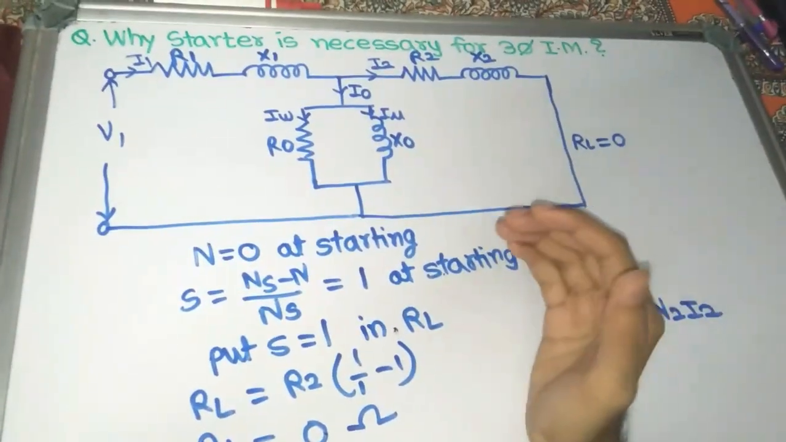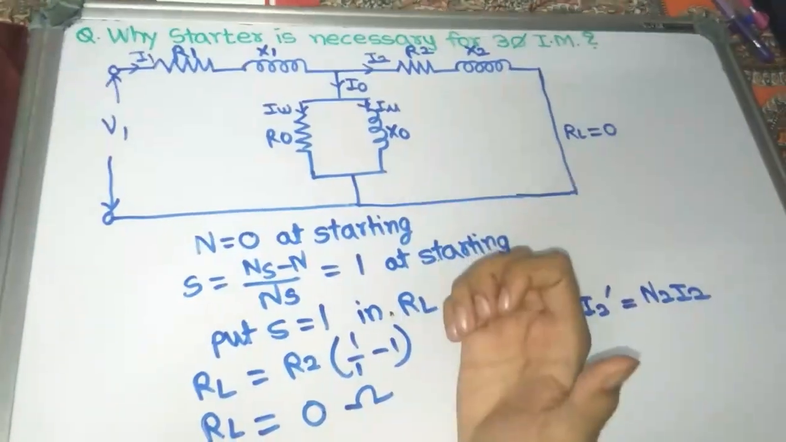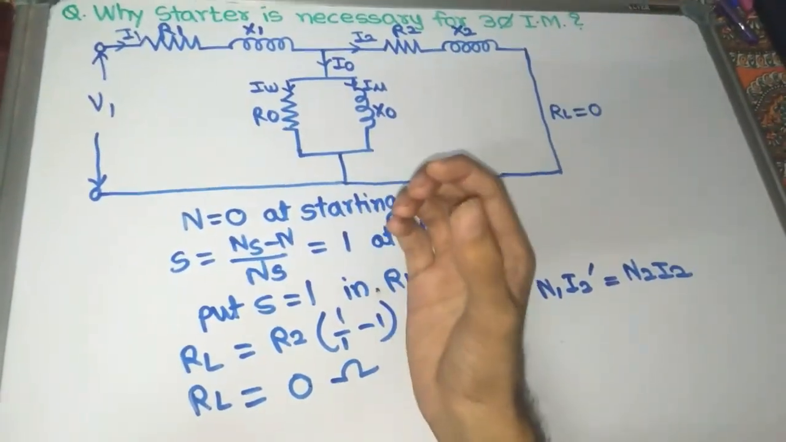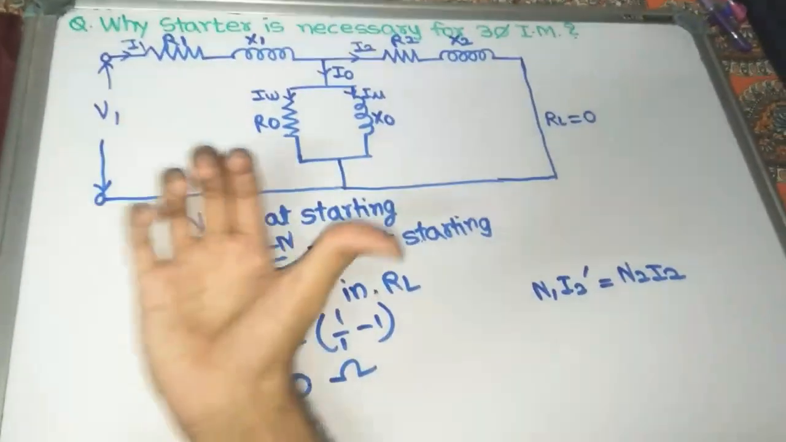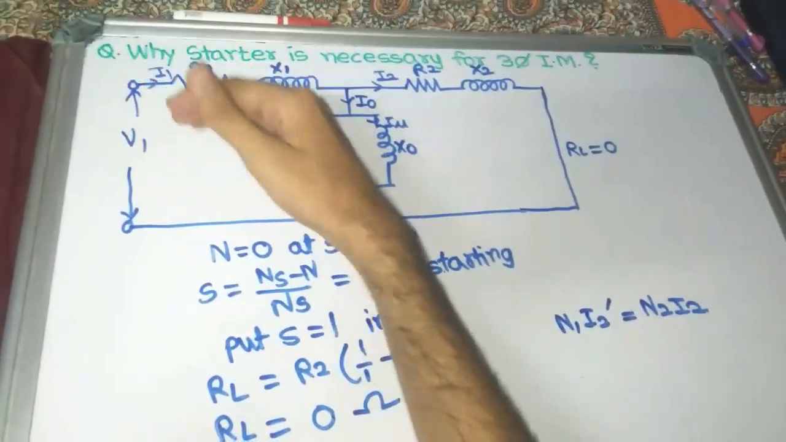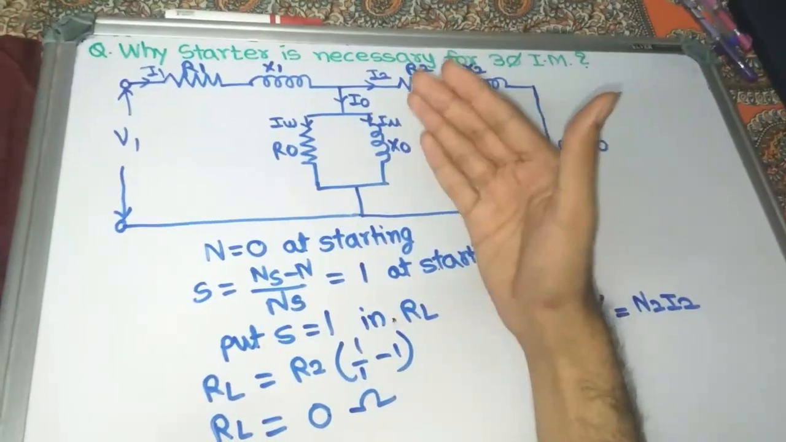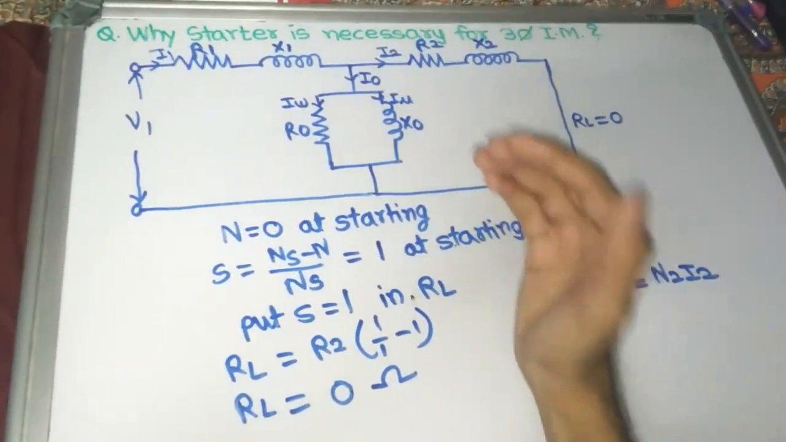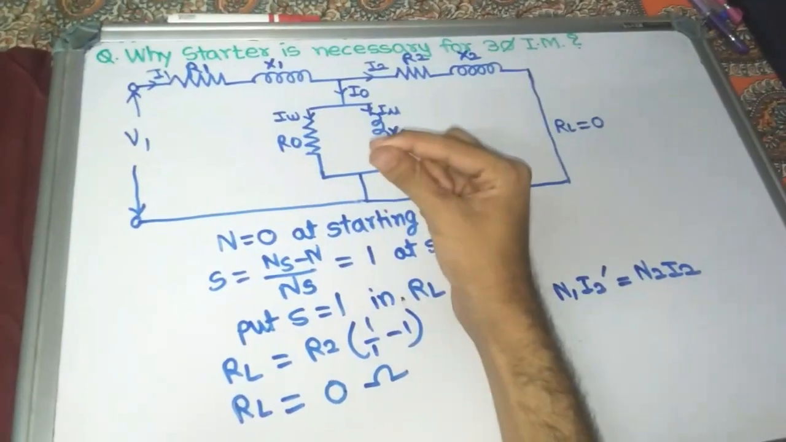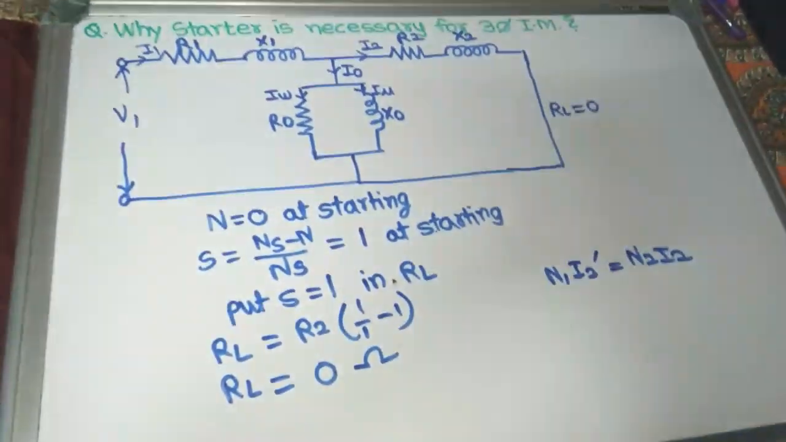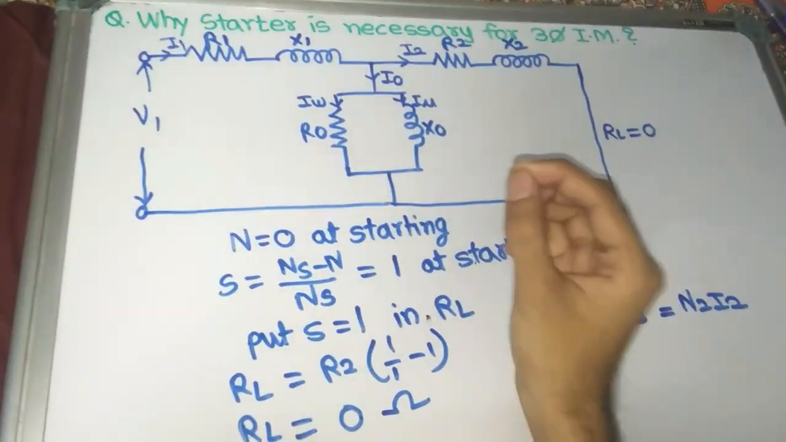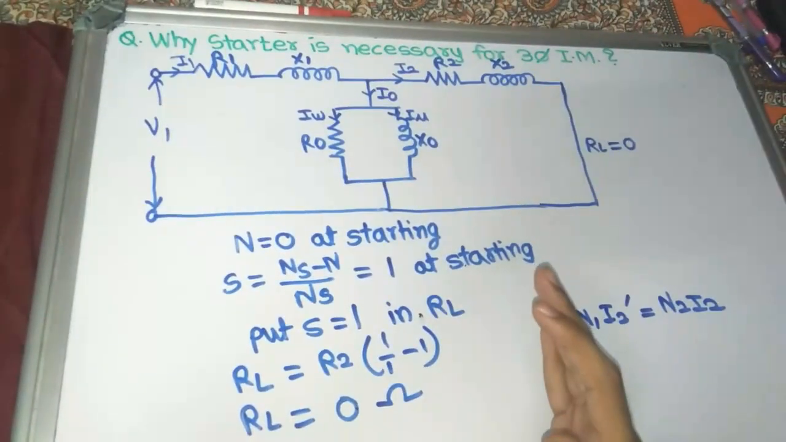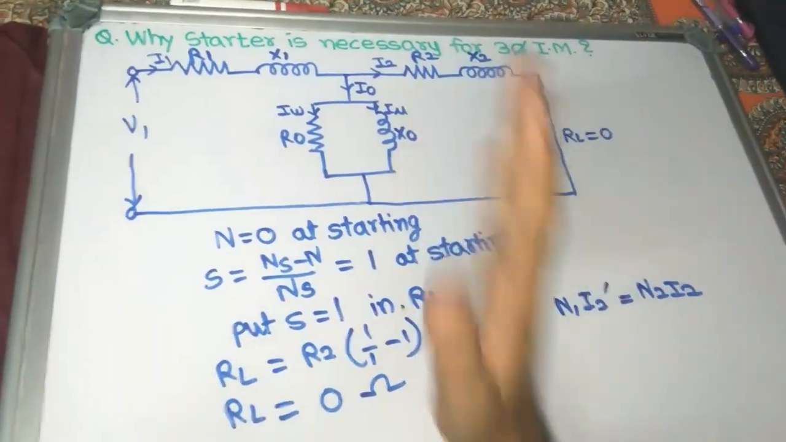So to reduce this very high value of starting current, you have to apply a very small voltage to the stator at starting. When we apply a small magnitude of voltage to the stator terminals at starting, the starting current reduces. With the reduction in voltage applied to the stator, the short circuit current reduces in the same proportion. So starters are used in the three phase induction motor for reducing the voltage at the starting instant, and thereby the starting currents, which would be of very high magnitude if starters were not connected.